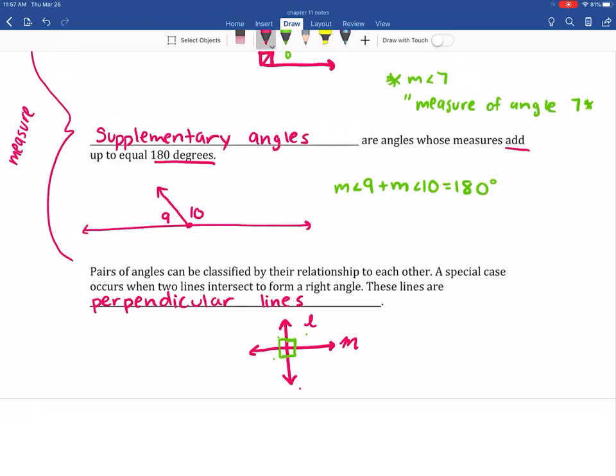I can write it out like this. Line L is perpendicular to line M. So instead of actually writing out is perpendicular to, we have that fancy little symbol.